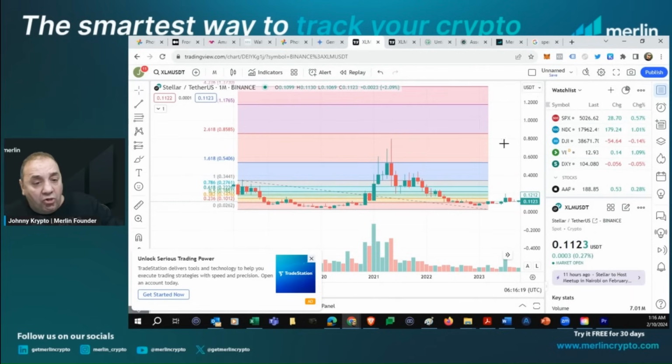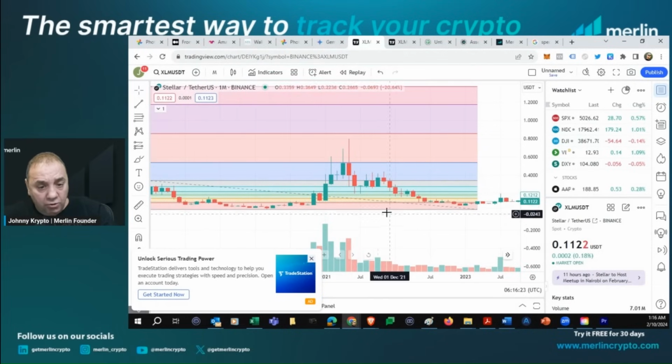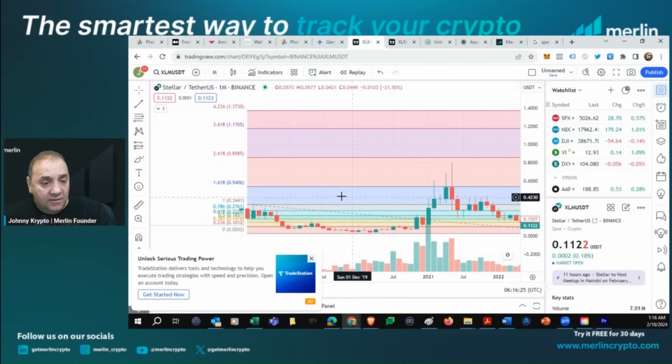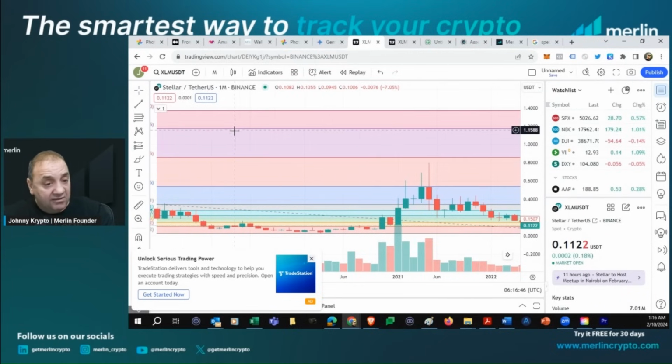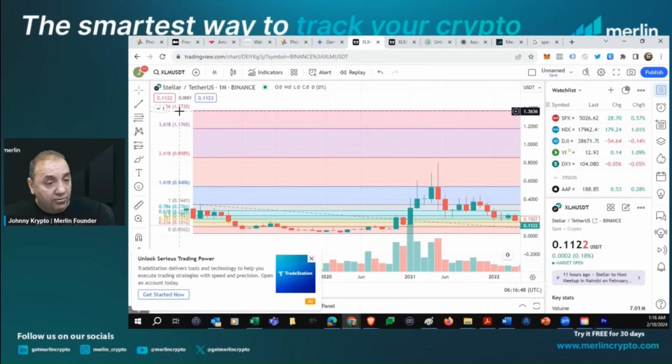Okay, so when you look at the Fibonacci tool, and I'm going to zoom back in here, you're going to see that at each one of these levels that we just mentioned, we're seeing a price associated with it. So at the 0.618, we're seeing 22 cents. At the 1.618, we're seeing 54 cents. At the 2.618, we're seeing 85 cents. At the 3.618, we're seeing $1.10. And at the 4, we're seeing $1.37.